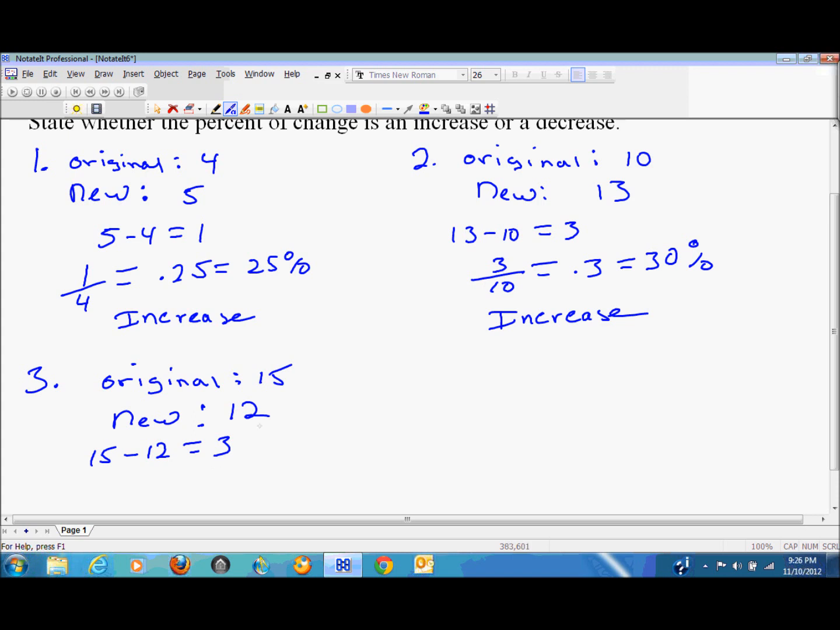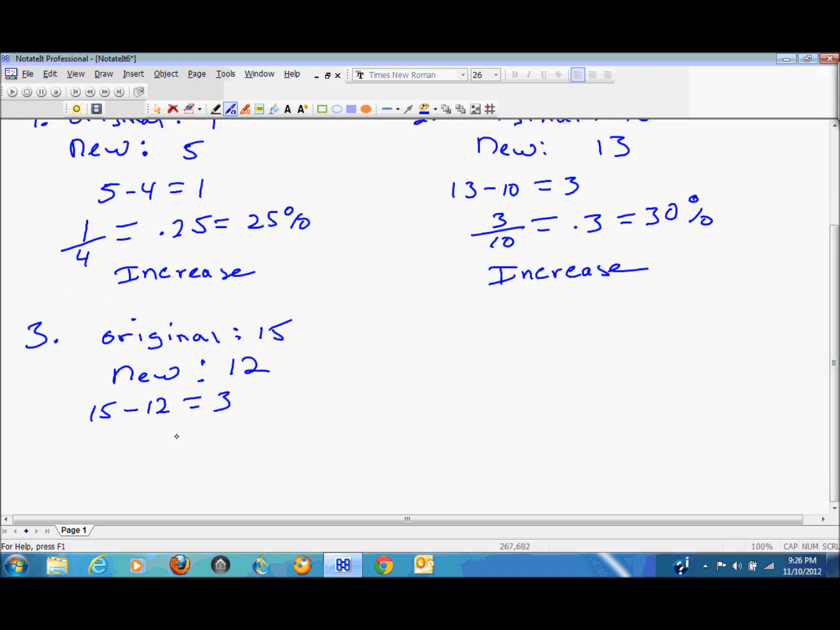and we can take our original, which is 15, and get a little more room and make this 3 over 15, which should be around 20%. Let's just make sure. Okay, so that's 0.2 or 20%, and because the original is greater than the new, it is a decrease.